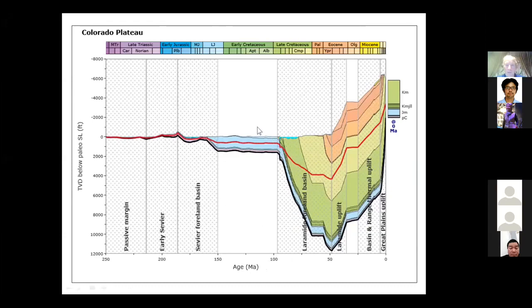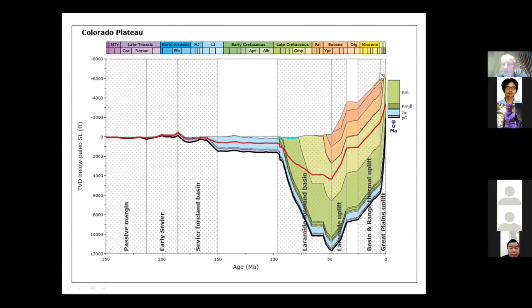Here we are on the Colorado Plateau, and it looks very similar. We've got a Laramide uplift, and we've got another uplift going on here, but it's a little different. The Great Plains uplift isn't shown as clearly, and we've got a thermal uplift because this is closer to the volcanism. So by learning about one basin, we're learning things that are transferable to the next basin, but not exactly the same. So we've got our Laramide foreland basin, and then our Laramide uplift, and so on.